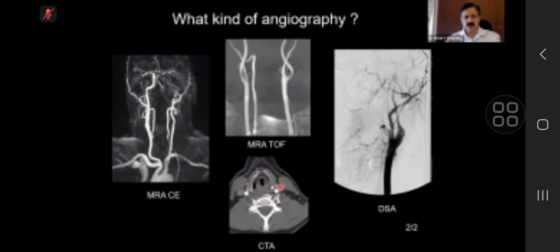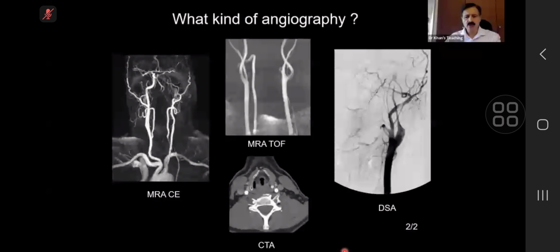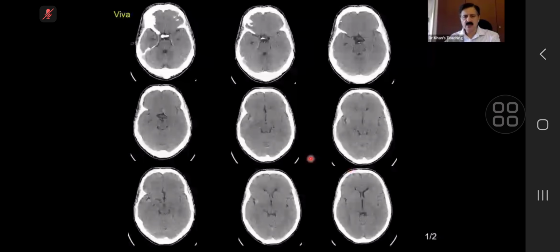So this is an axial CTA, and this, of course, is a DSA, digital subtraction angiography. As I told you, it is all your choice. You can invert it to make it white, or you can make it dark. Yes, please.